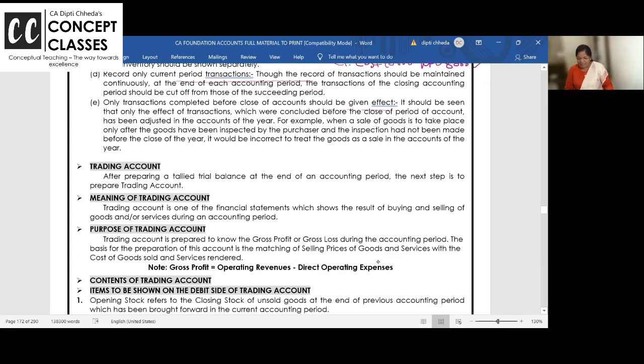Any doubt in the last 10 minutes of introduction that I have given? So the gist of what I have explained: while preparing final accounts, open the window, be very careful what is capital and revenue, be very careful what is period based expenses and incomes. Are there any outstandings and prepaid? And take care of all the accounting policies. So today, let us start how to prepare the trading account.